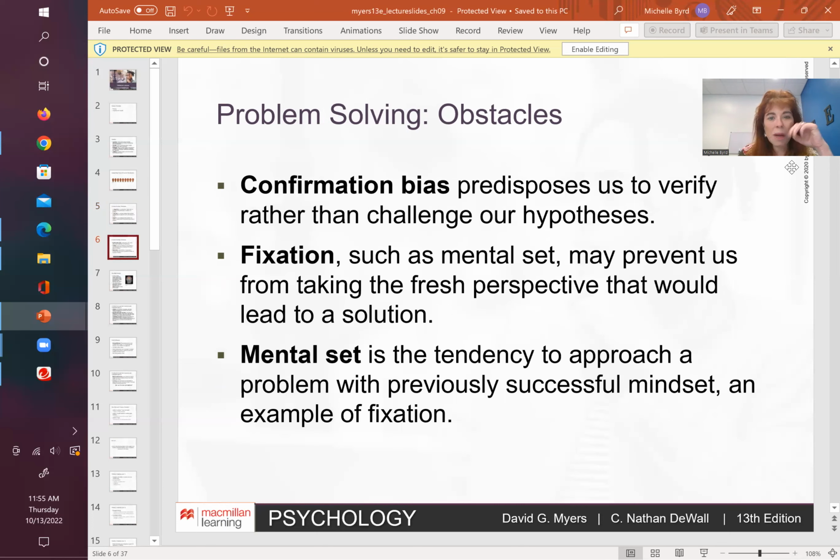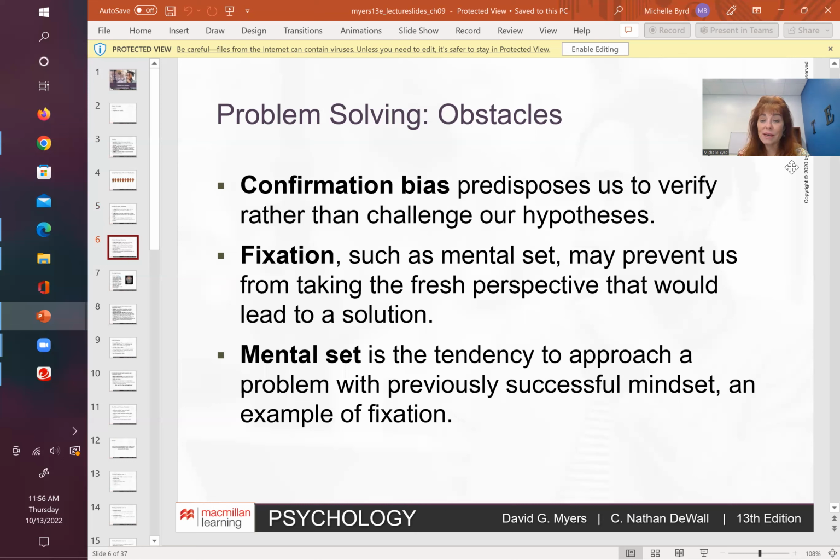Okay, so problem solving obstacles. We have confirmation bias. What is a bias? A bias is a prejudice that predisposes us to verify rather than to challenge our hypothesis. So that's something to keep in mind too.